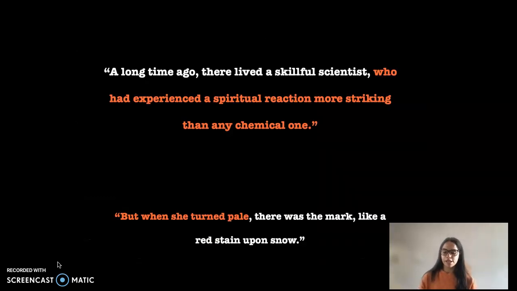So first, I'll show you, this is from The Birthmark. You'll notice that the independent clause is before the dependent clause, and the dependent clause is rather lengthy compared to most that you will see. Here you see an aspect of emphasizing. So in the dependent clause, "who had experienced a spiritual reaction more striking than any chemical," it is contributing to the skillful scientist who is described in the independent clause. This specific dependent clause is identified as a noun clause and is contributing to the character of the story.